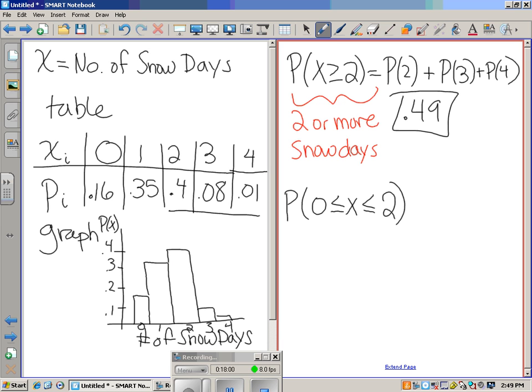I could also ask, what's the probability that the number of snow days is between and including 0 to 2? So then we would add the probabilities of 0, 1, and 2. So that would be over here, 0, 1, and 2, and that would be 0.81. So that's just a sense of getting a sense of notation and context for the problem.